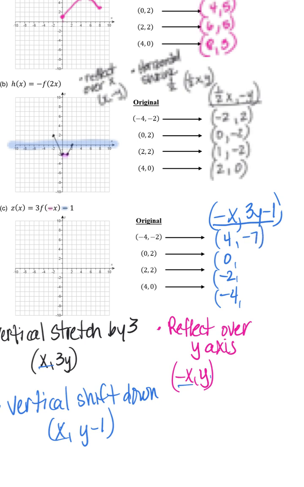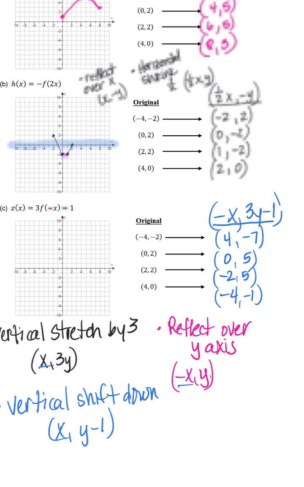2 times 3 is 6. 6 minus 1 is 5. 2 times 3 is 6. 6 minus 1 is still 5. And 0 times 3 is 0. 0 minus 1 is -1. So now I can plot these points, and we can see that we've reflected over the y-axis and shifted down.